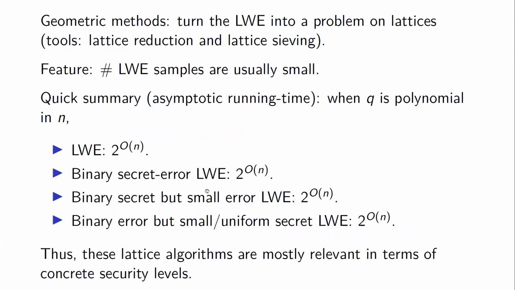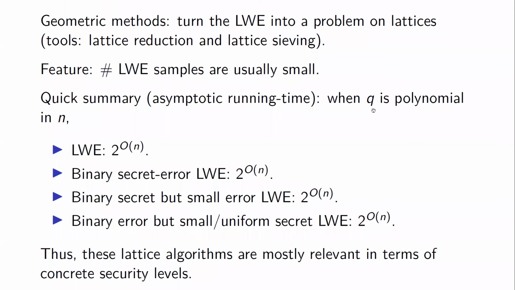Well, the geometric algorithm, for example the lattice algorithm, from an asymptotic point of view, is not good at all. The reason is, let me quickly summarize the asymptotic running time when Q is polynomial in n. As long as the modulus Q is standard, a polynomial in terms of the input n, no matter which variant we are considering, the running time is always fully exponential.